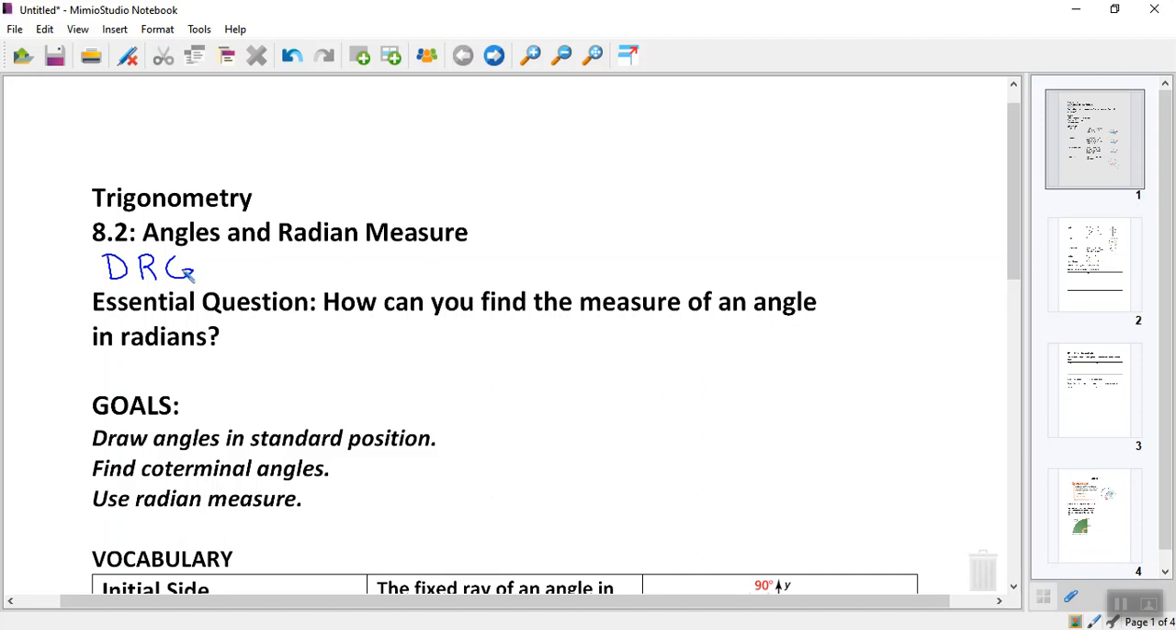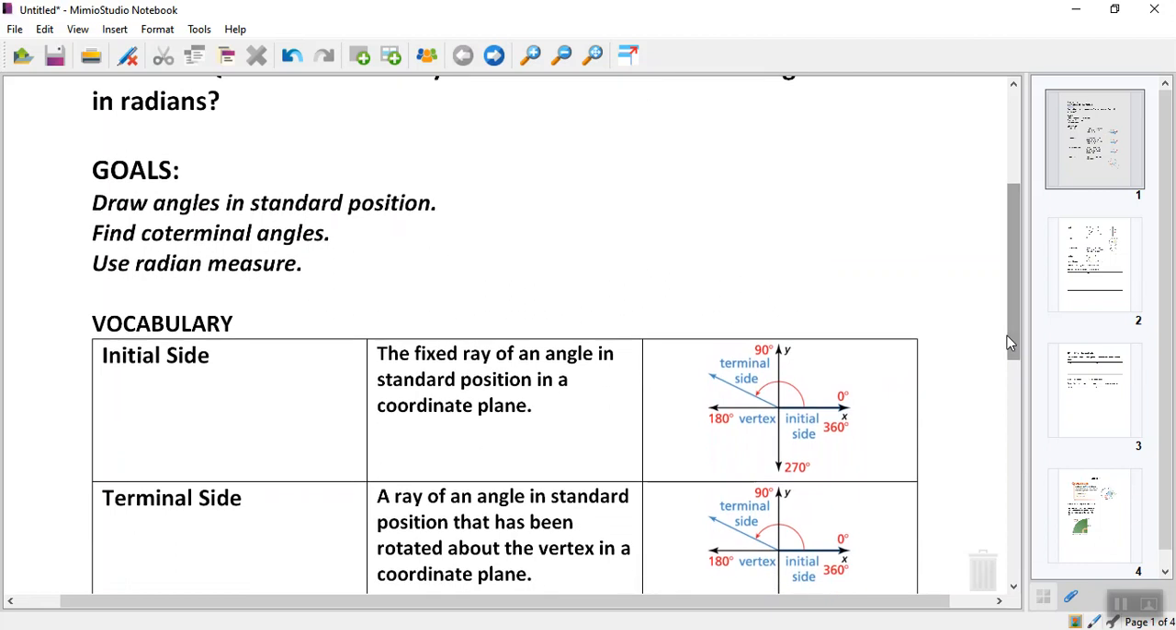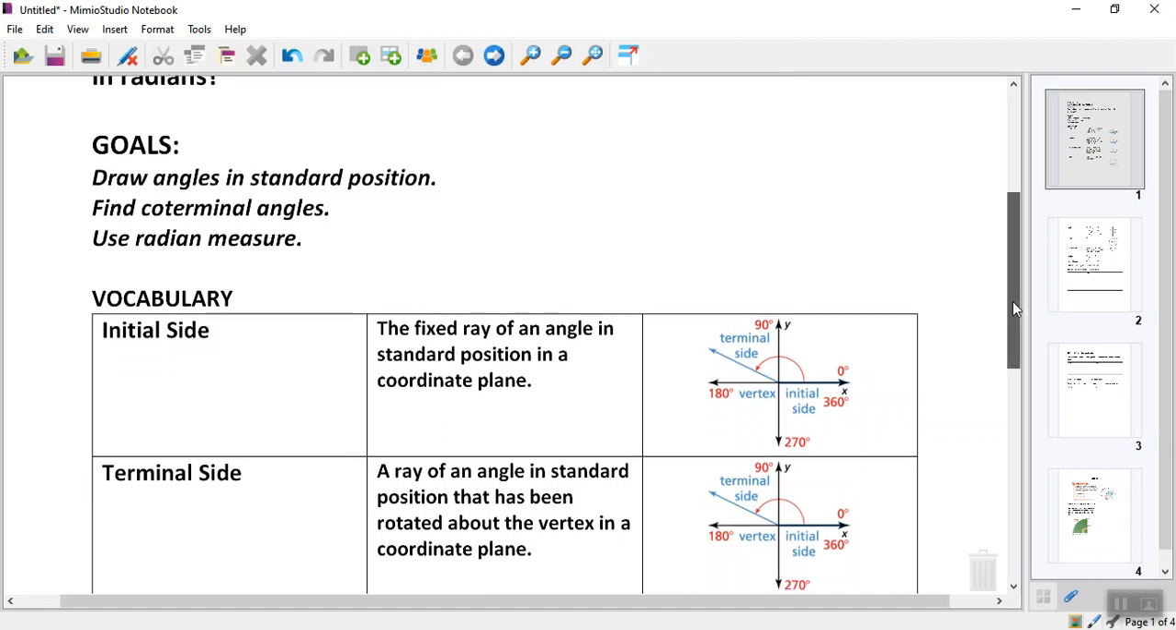So the question we're trying to answer is, how can you find the measure of an angle in what? Radians. We're accustomed to degrees. We're going to talk about what radians are, and then how you turn a degree measure into a radian. So, goals to accomplish today, we're going to draw angles in what position? Standard. So we'll talk about that. We're going to find what's known as coterminal angles, and then we're going to use radian measure on some stuff today. Guys, I apologize in advance. Lots and lots of vocabulary today, so it's going to be important to pay attention.